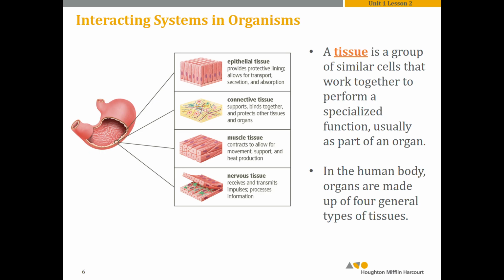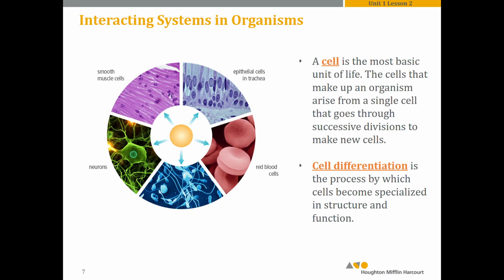What is a tissue? So the lower level of the organization is tissue. It is a group of similar cells that work together to perform a specialized function, usually as a part of an organ. So in the human body, we have four major types of tissues: epithelial tissue, connective tissue, muscle tissue, and nervous tissue, and these tissues perform specialized functions.